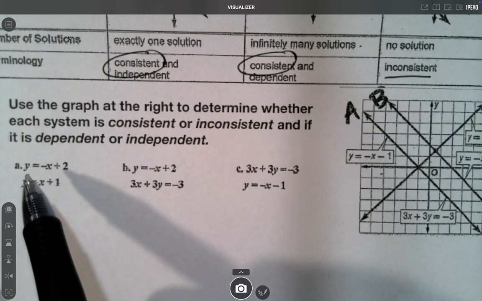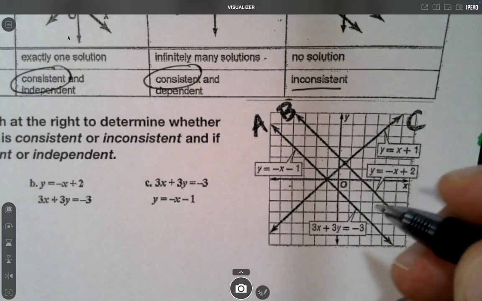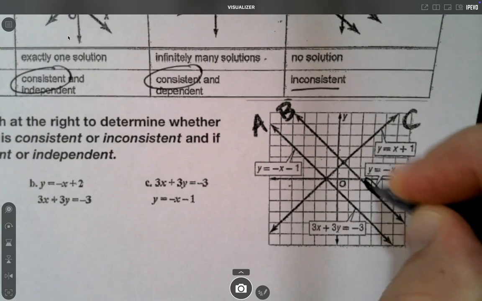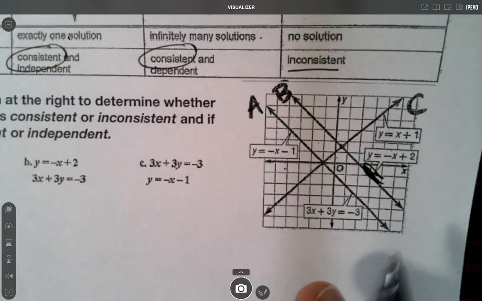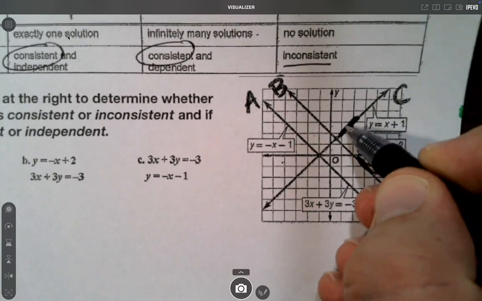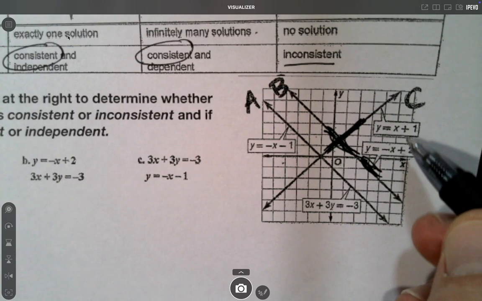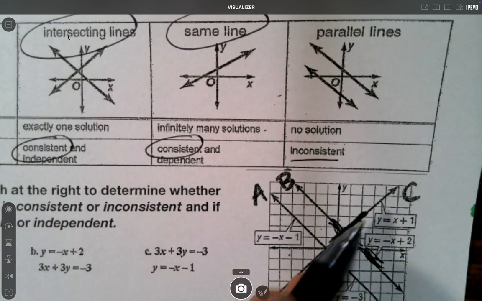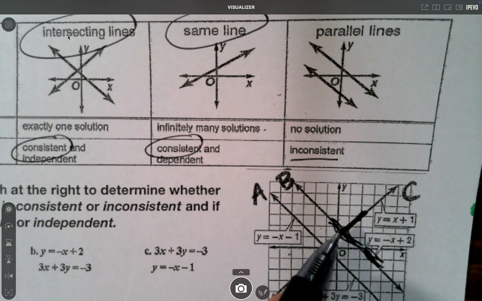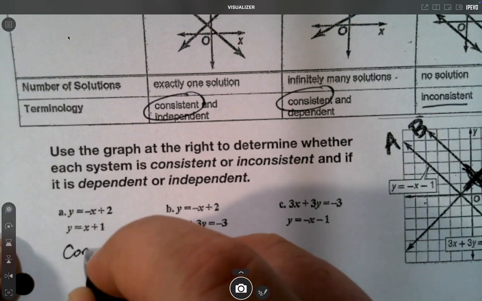So in part A, we look at the line y equals negative x plus 2. So that's this line right here. And we look at y equals x plus 1, which is this line right here. So we're looking right now at these two lines, negative x plus 2 and x plus 1. They match this category because they are two different lines that meet in exactly one point. So since they have a solution, they have a meeting point, that means they're consistent. So I would write consistent to describe them first.